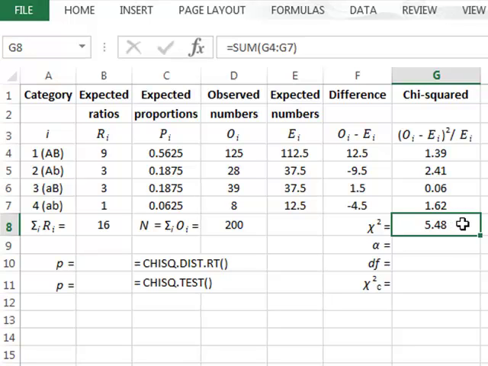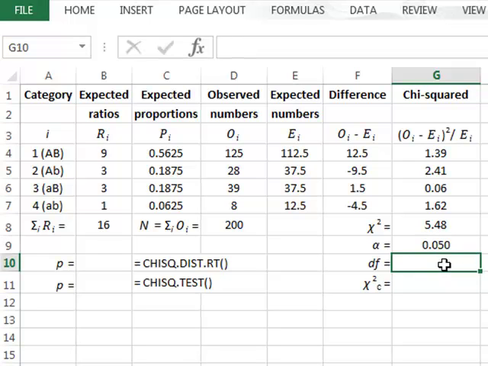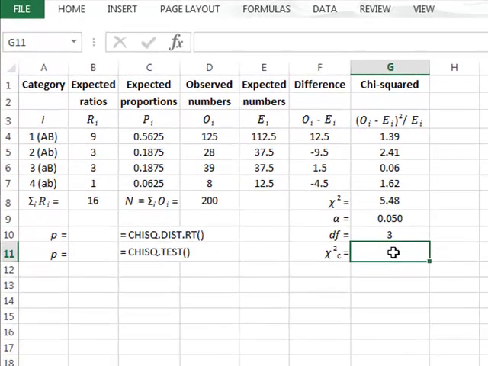And for that we perform the hypothesis test, and we must define the significance of the test as 0.05. This is for a 95% confidence. The degrees of freedom for this test are the number of categories, which is 4, minus 1. So the number of degrees of freedom here are 3. And then we calculate the chi-squared critical value.